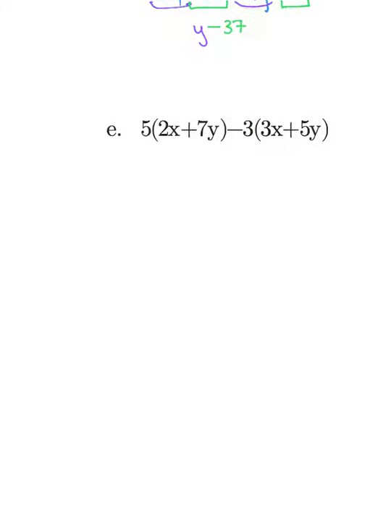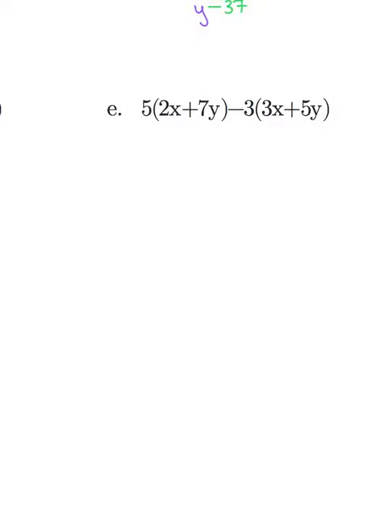Let's go down to example E. Example E, we have 5 times 2x plus 7y minus 3 times 3x plus 5y. We're going to start by distributing. We want to clear our parentheses. So in the first set, I want to multiply everything by 5. We get 5 times 2x is 10x. 5 times 7y is 35y.